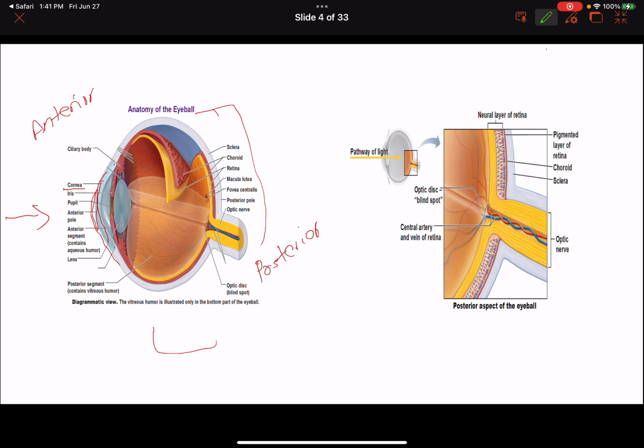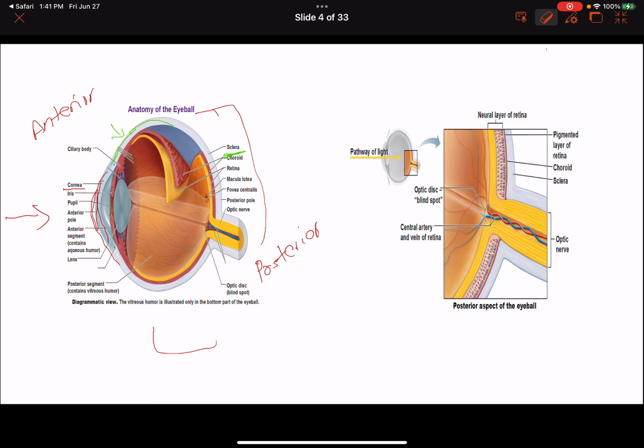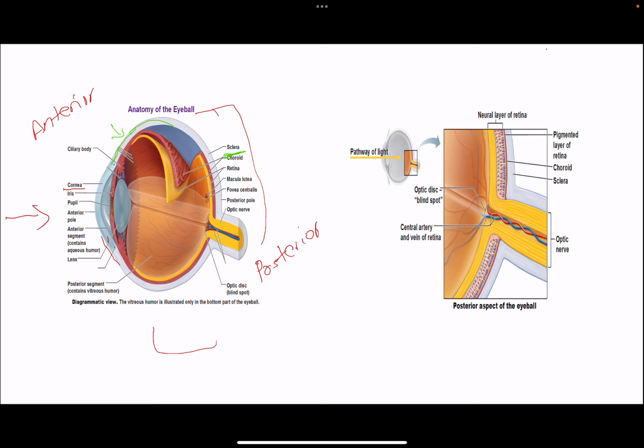Going posteriorly, you can see this white color. When you look at somebody's eyes, this is the white structure you see. So you see the cornea, and the sclera we study.